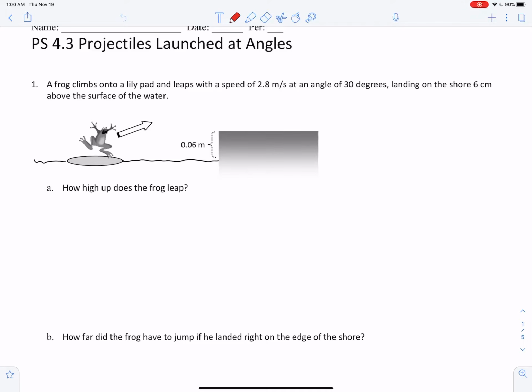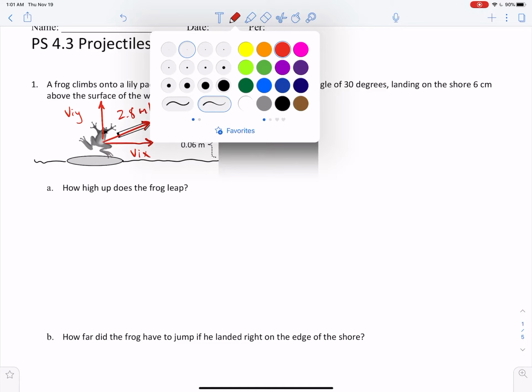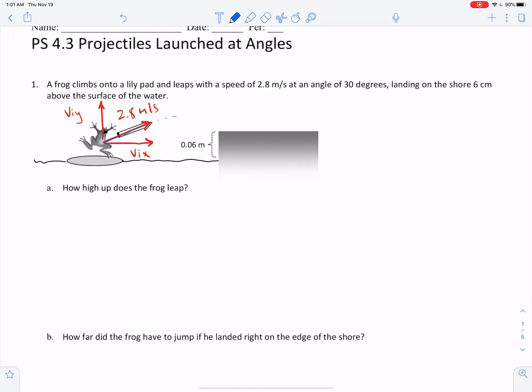Let's start by labeling some of these values right on the picture. So we have this initial velocity of 2.8 meters per second. That is going to have a vertical component, V_iy, and a horizontal component, V_ix. We know that this frog jumps here, and it's going to land on this lily pad. And we have the final height of 6 centimeters or 0.06 meters. We also know that this angle right here is 30 degrees.